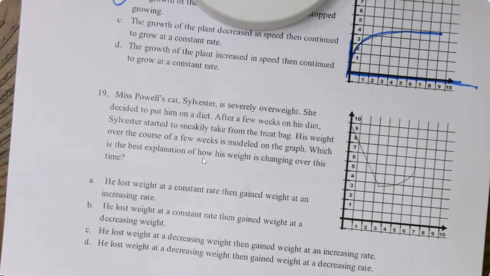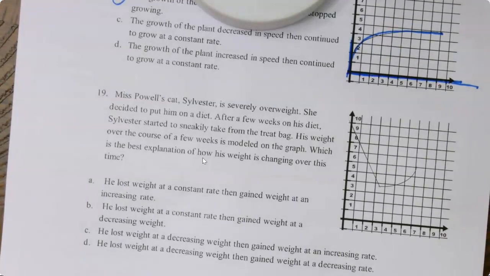Miss Powell's cat, Sylvester, is severely overweight. She decided to put him on a diet. After a few weeks on his diet, Sylvester started to sneakily take from the treat bag. His weight over the course of a few weeks is modeled on the graph. Which is the best explanation of how his weight is changing over this time?